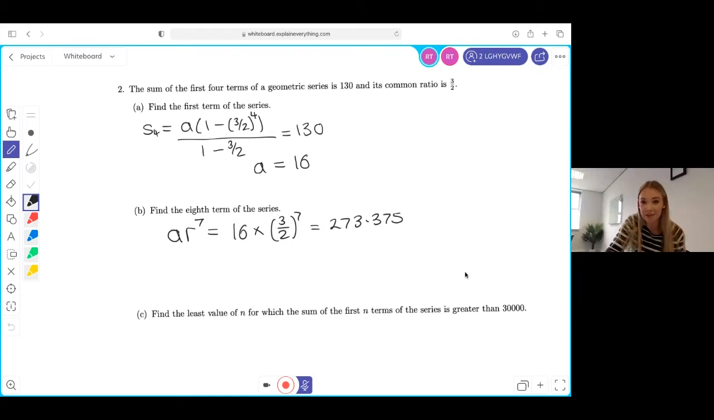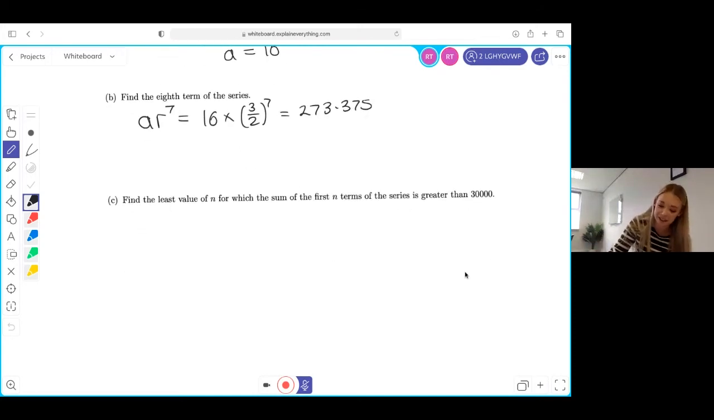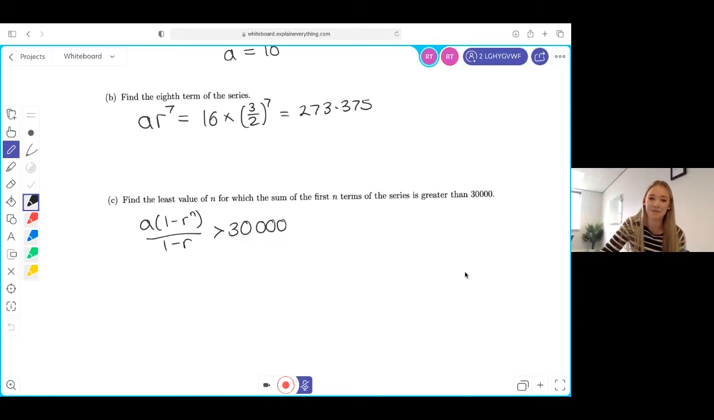The part C for this one is definitely the worst. So find the least value of n for which the sum of the first n terms of the series is greater than 30,000. So we're looking at the sum of the first n terms, and we want this value to be greater than 30,000. So my formula for the sum of the first n terms would be A times 1 minus r to the n all over 1 minus r. And we want this to be greater than 30,000.